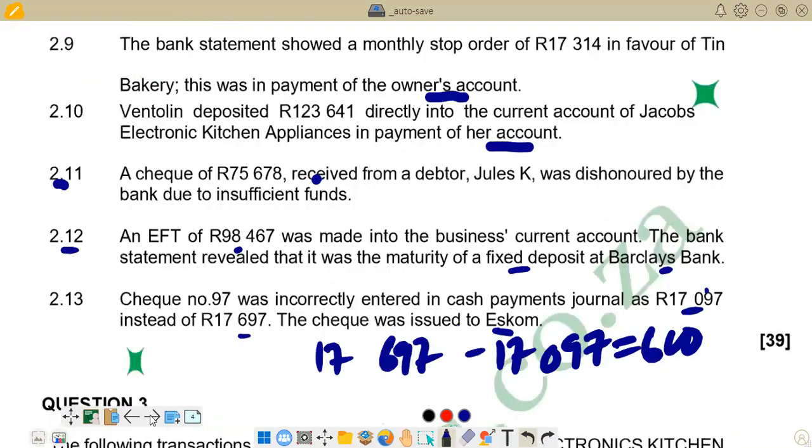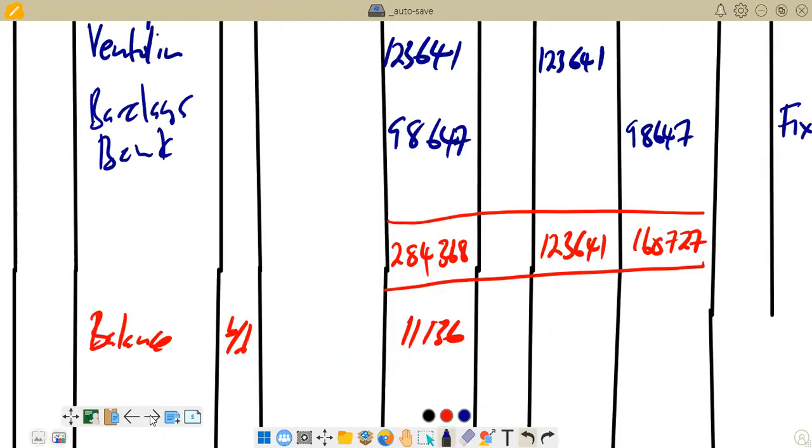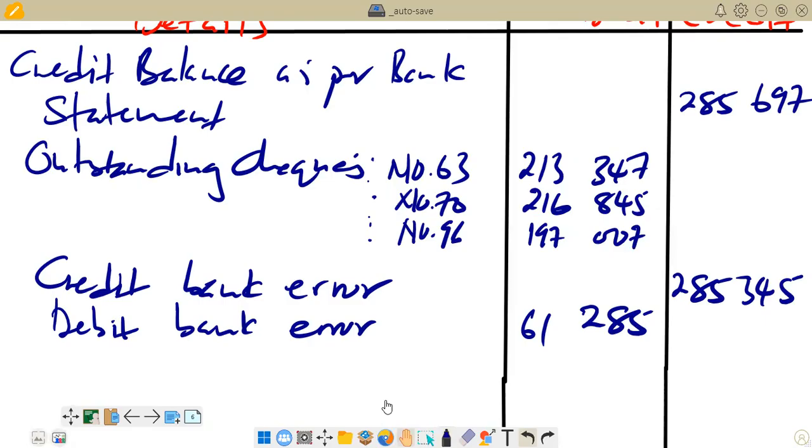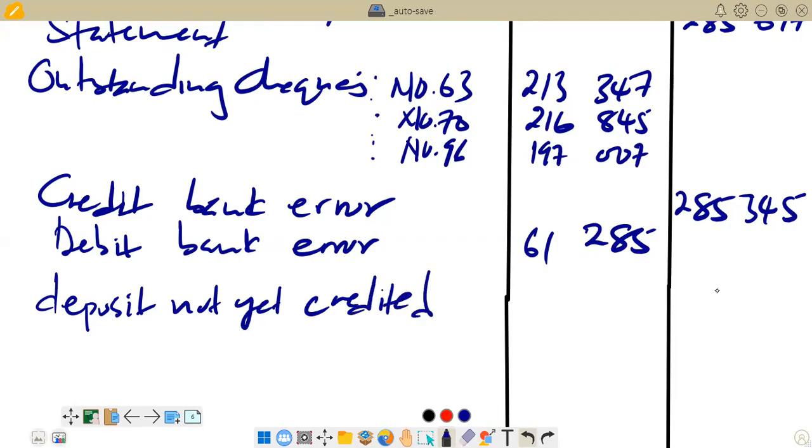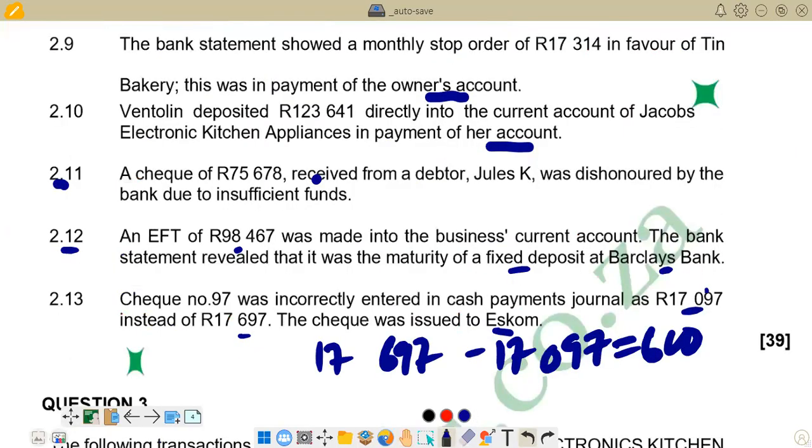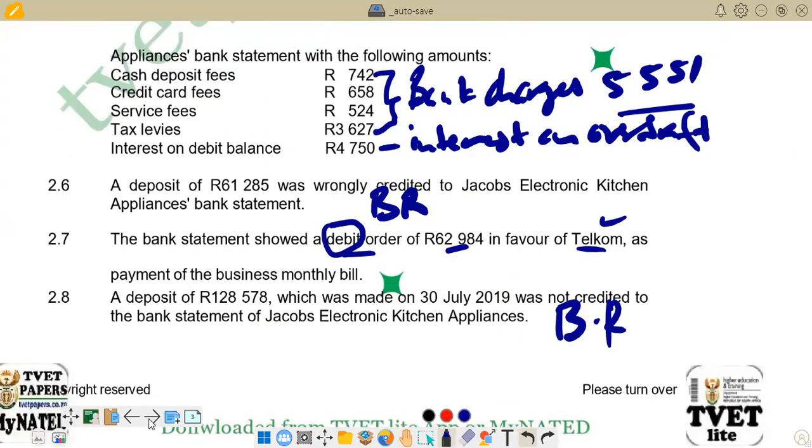So we go there and enter that one. So we are saying it's a credit, deposit not yet credited. So we go to the credit side and put our 120,578. So this is what we have in terms of these entries. Then we go and check if you've got another one. So it seems we are here. So we can go to the next one, 2.9.